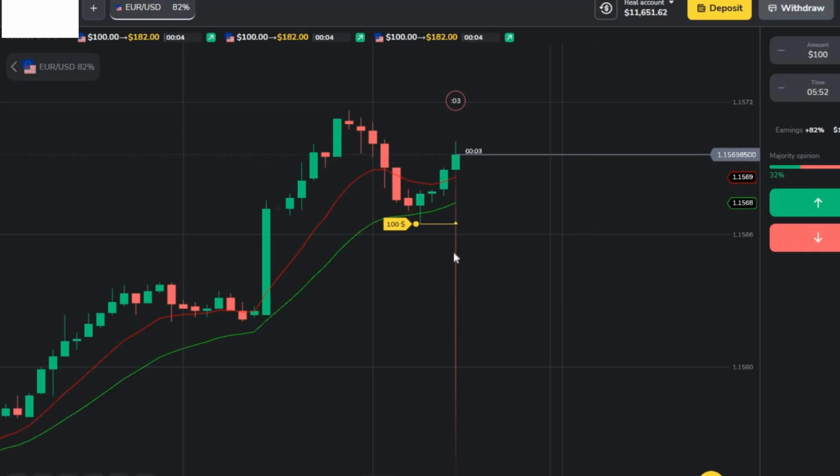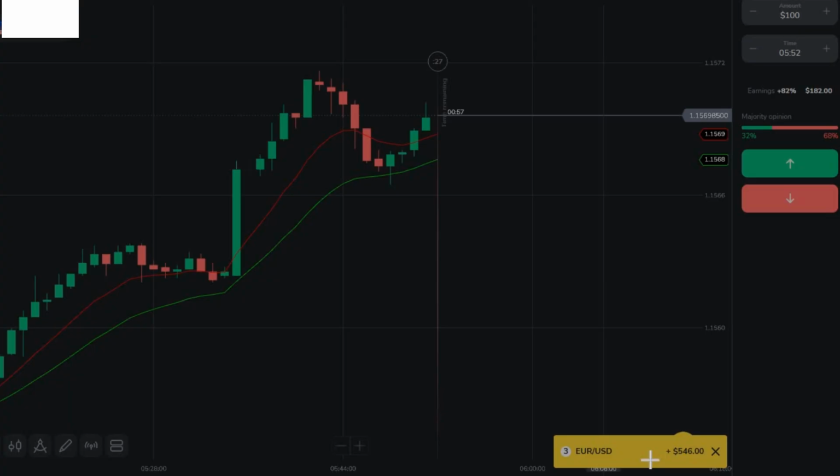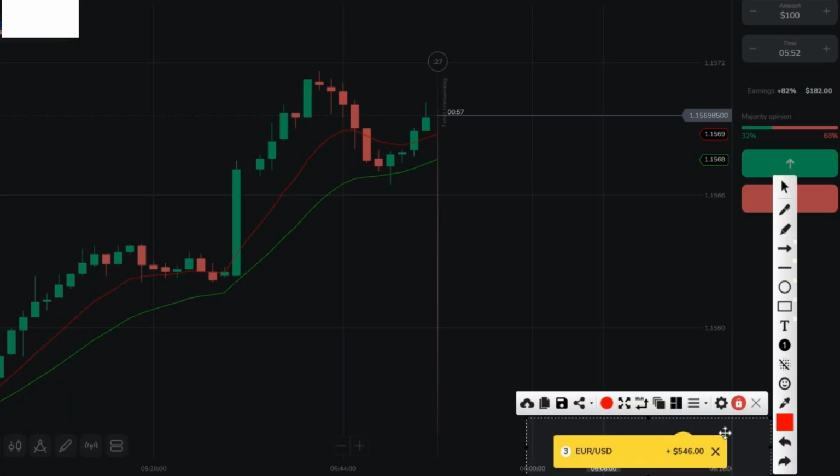You can see currently right now, this happened to be another win for us. You can see 3, 2, and boom, the money was added to our account. You can see it here. This happened to be another win for us. You can see it here, right?